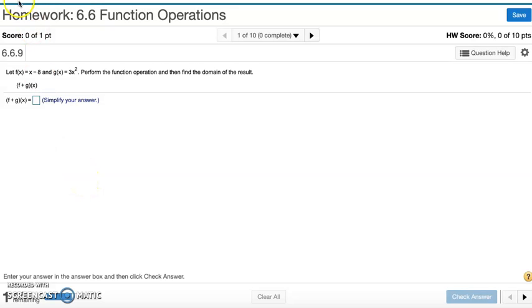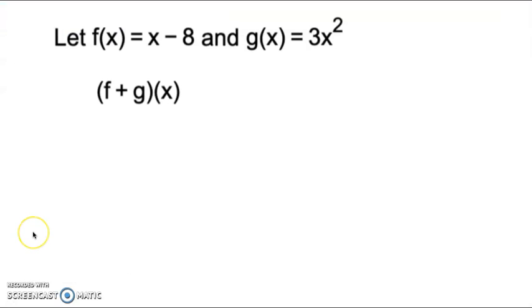Function operations. Number 1. It is asking you to perform the function operation and then find a domain as the result. So let's take a closer look at it. It is asking you to add the functions of f and g together. So let's add their expressions. So you have x minus 8 plus 3x squared. Now there are no like terms, so this here will be our answer.